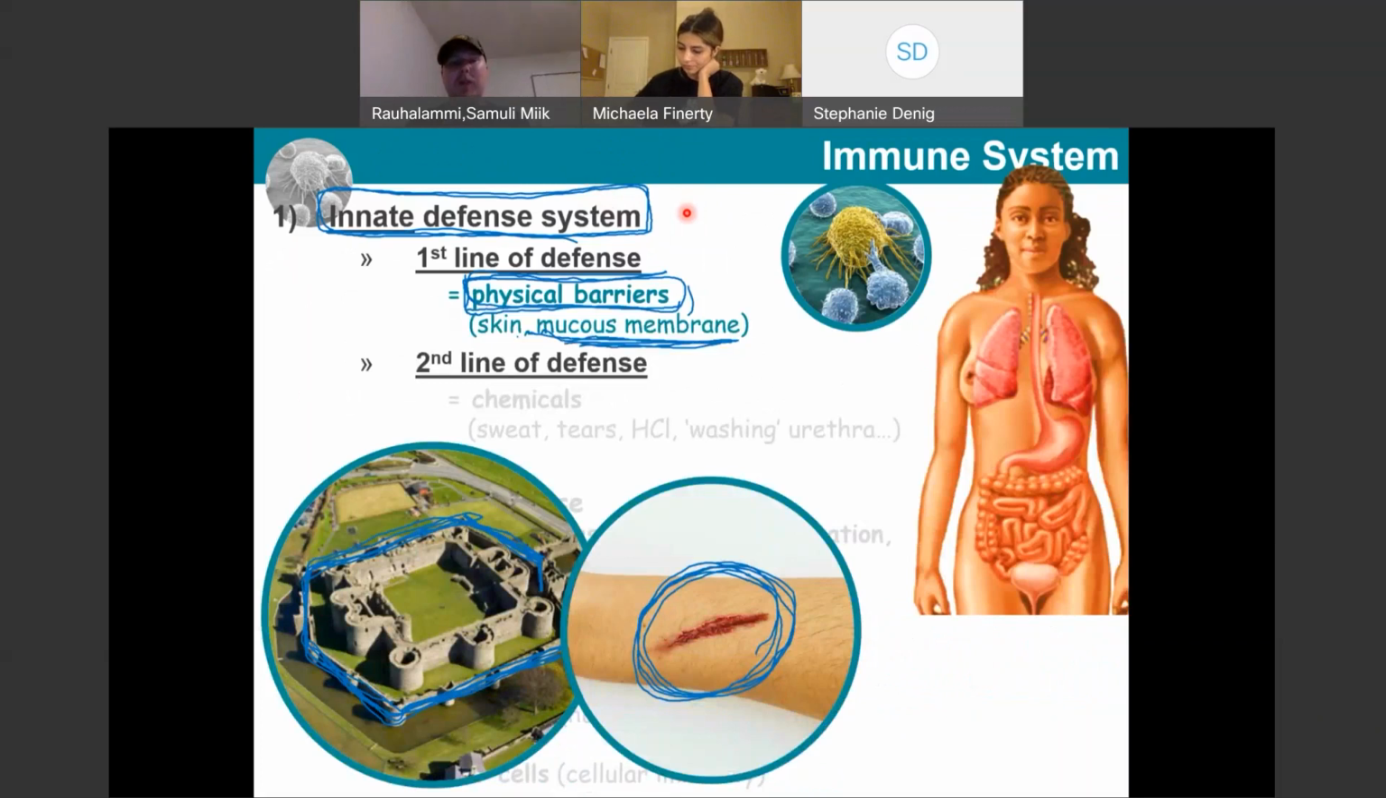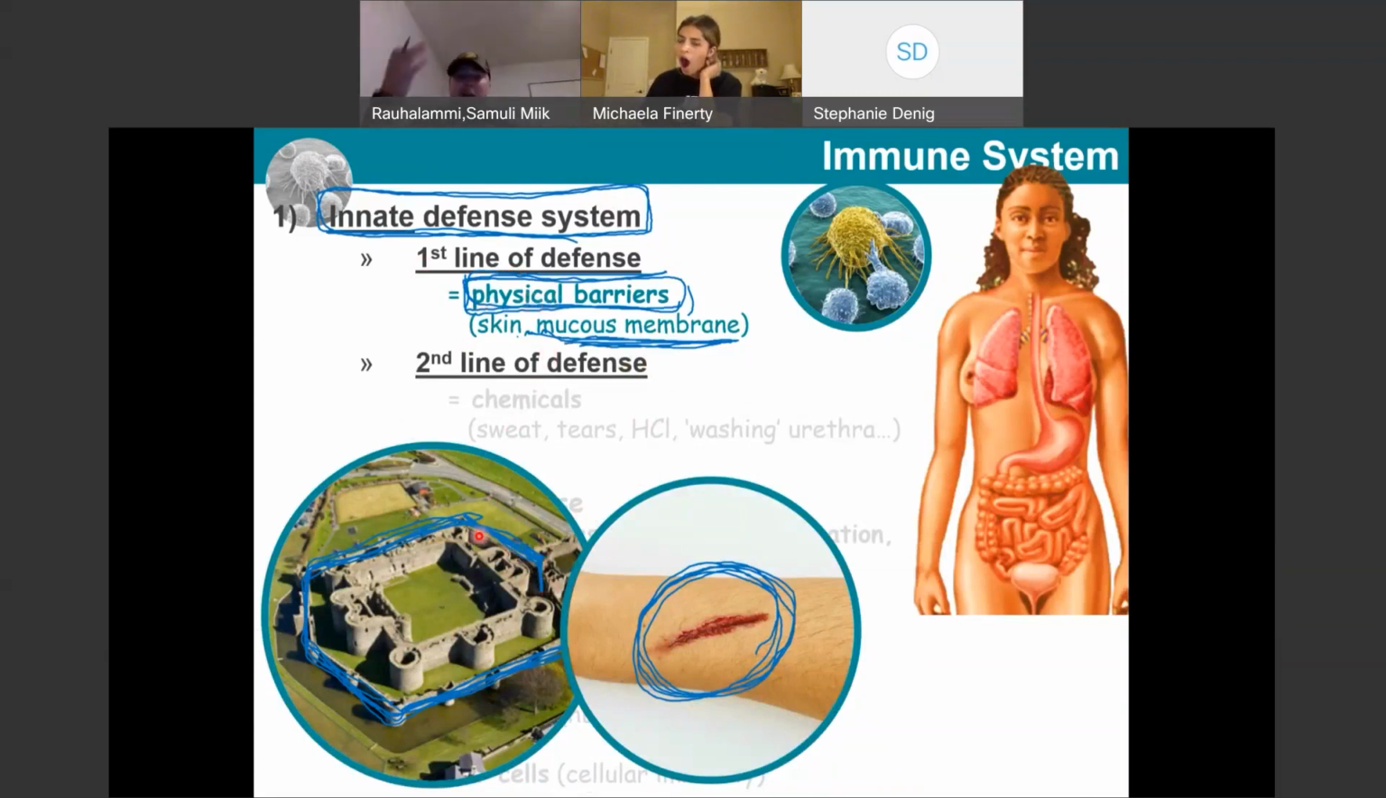And innate immunity works through different lines of defense. So there's multiple ways we try to prevent ourselves from getting sick. The first line of defense would be to have physical barriers. So let's not let the pathogen get into our body at all. And if we're able to keep the pathogen out of our body, we're going to be fine. So it's all about building these physical barriers.